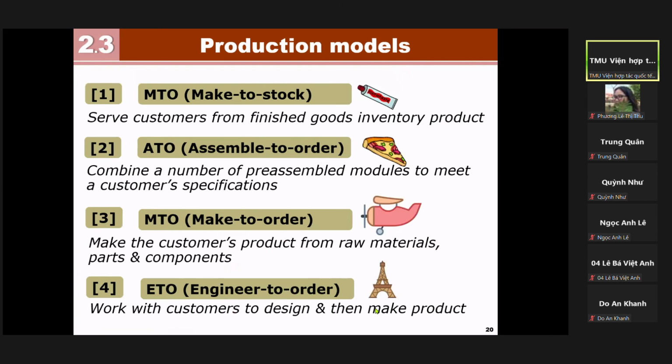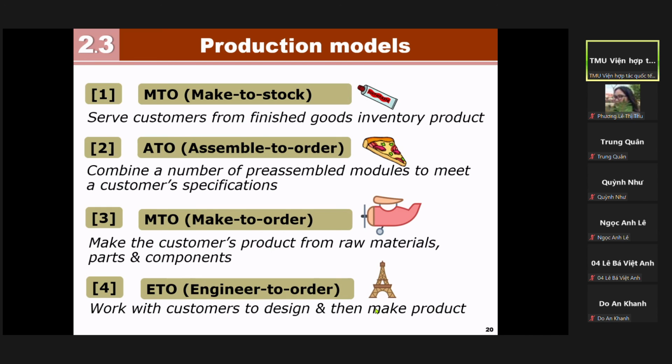So all in all, we have studied the 4 basic production models, the most common production models: MTS, ATO, MTO, and ETO. Of course, maybe in the future you will hear about some different models like BTO, or CTO, and so on. So the fundamentals, the key content, are more or less the same as the key contents of these 4 models.